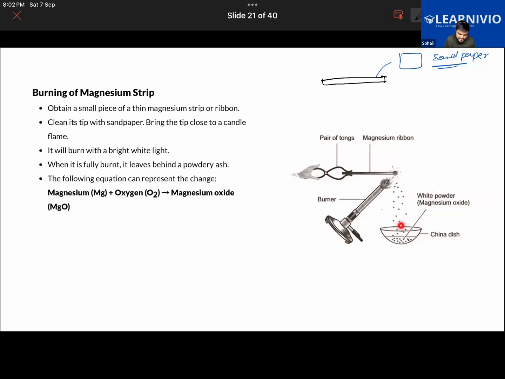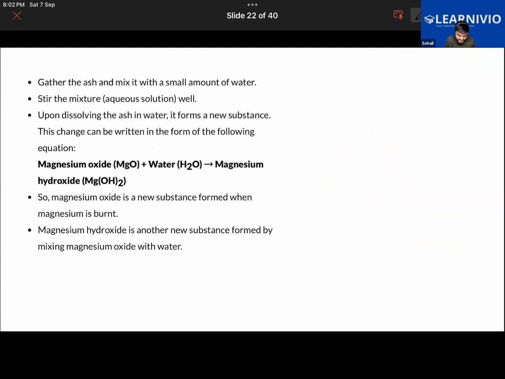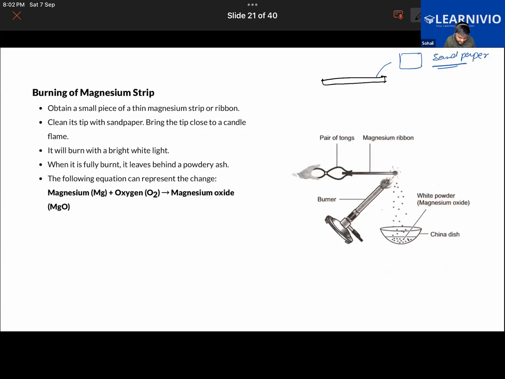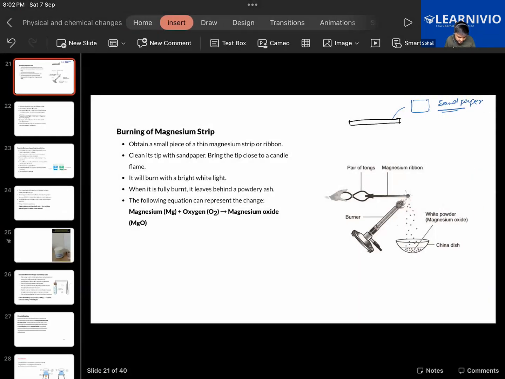Magnesium powder is white in color. Magnesium oxide is white in color. That is white in color. I guess I have one image of it. You'd get to see the real magnesium burning.